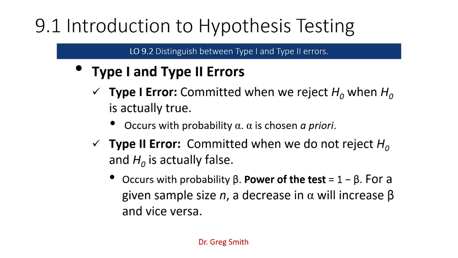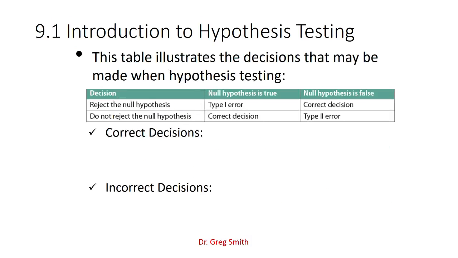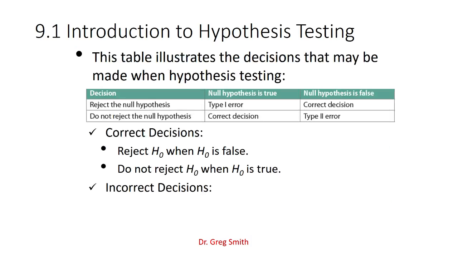So the type 1 error is rejecting the null when the null is actually true. So you've made a mistake. So we'll talk about that. It's kind of a sliding scale as well. If you increase alpha, you decrease beta. If you increase beta, you decrease alpha. So what we're going to do is work our way through this. So let's look at this.